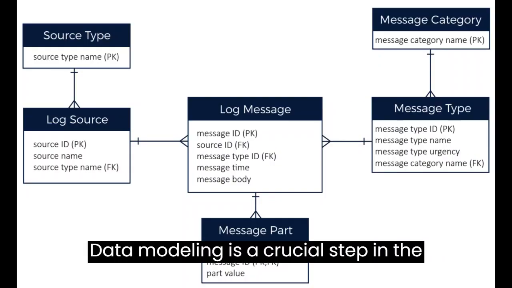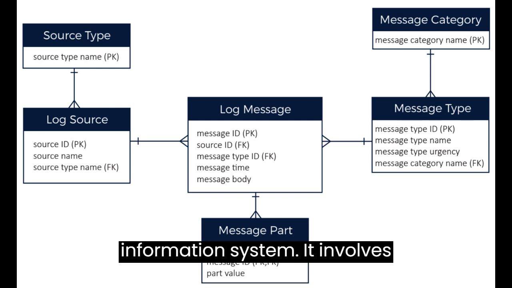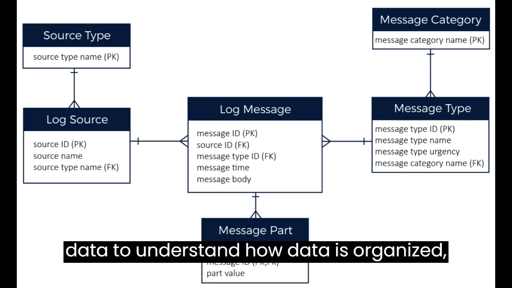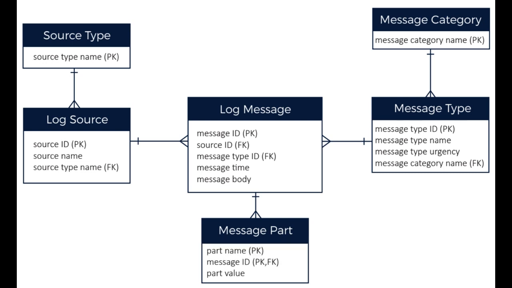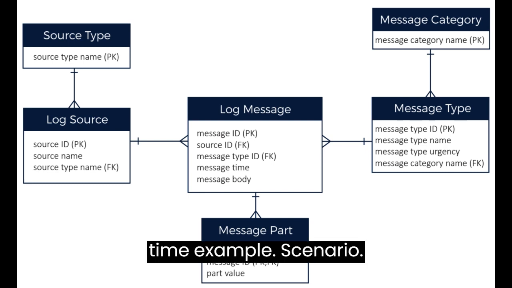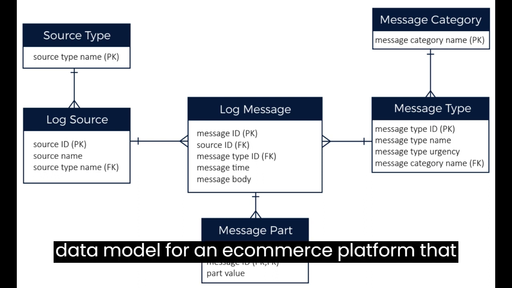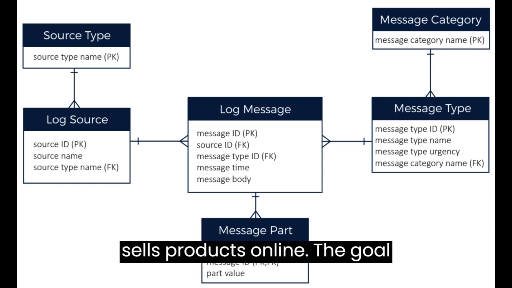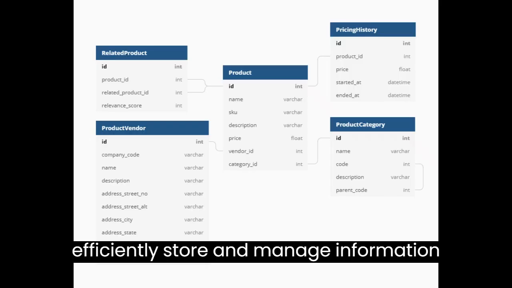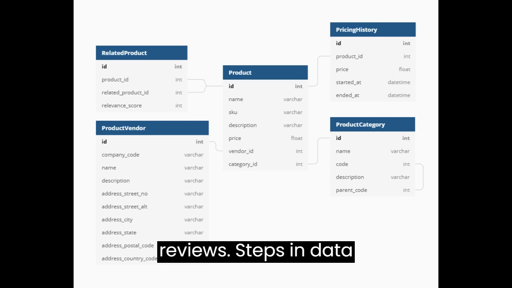Data modeling is a crucial step in the process of designing a database or information system. It involves creating a conceptual representation of data to understand how data is organized, related, and stored within a system. Let's explore data modeling with a real-time example. Scenario. Imagine you're tasked with designing a data model for an e-commerce platform that sells products online. The goal is to create a database schema that can efficiently store and manage information about products, customers, orders, and reviews. Steps in data modeling.